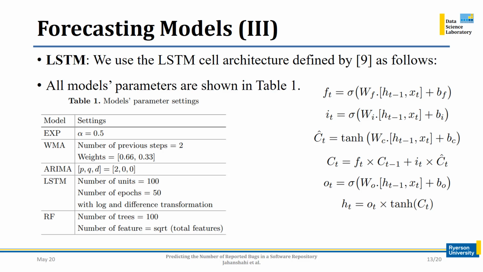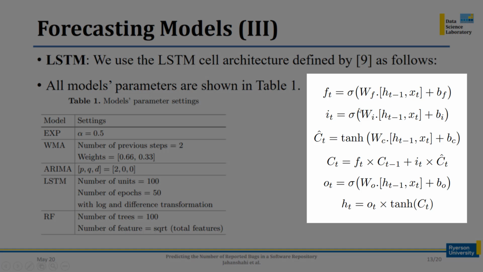The last one is LSTM. We use the LSTM structure defined by Hochreiter and Schmidhuber as follows. This is the formula of the LSTM model. Here, b_f, b_i, b_C, and b_o in the equations are the bias terms. f_t here is the forget gate, deciding which information coming from the hidden state h_t minus 1 and the new input, which is x_t, should be discarded and removed from the prediction.